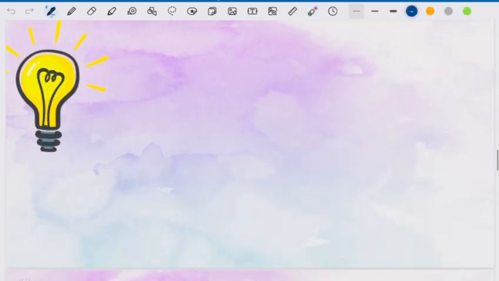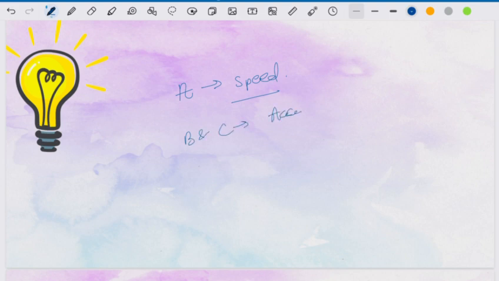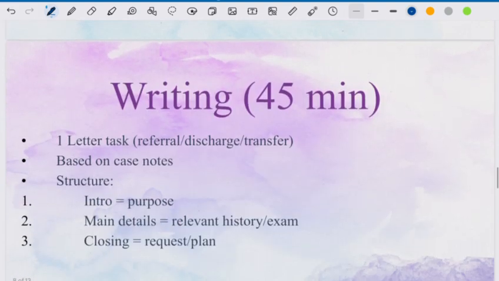So, what's my tip? My tip is that part A is all about speed. So you have to read, okay? Skim and scan. You don't have to go into details and spend so much time. You have to be very quick. And part B and C is more about accuracy. So you need to understand, and only then you'll be able to eliminate certain options and then reach towards your right one. Okay.